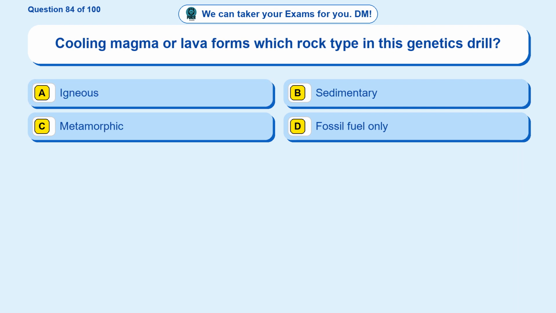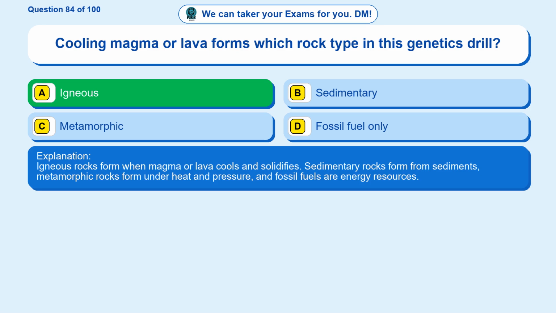Question 84. Cooling magma or lava forms which rock type in this genetics drill? Option A, igneous. Option B, sedimentary. Option C, metamorphic. Option D, fossil fuel only. The correct answer is option A, igneous. Igneous rocks form when magma or lava cools and solidifies. Sedimentary rocks form from sediments, metamorphic rocks form under heat and pressure, and fossil fuels are energy resources.